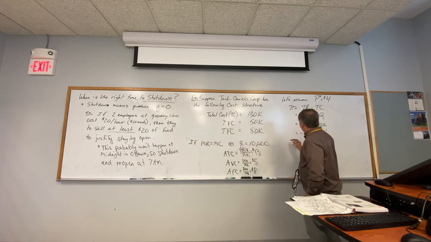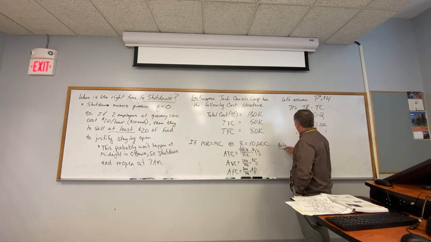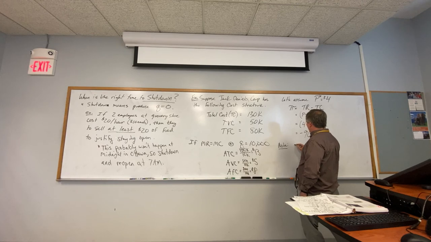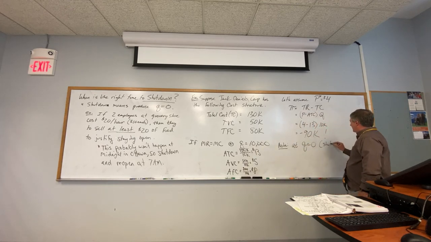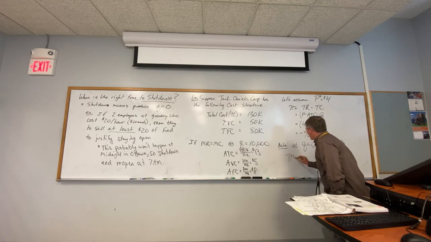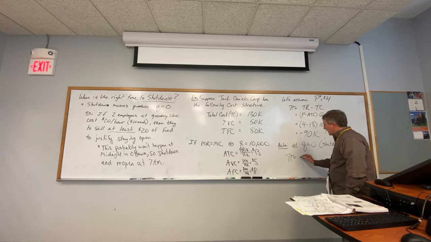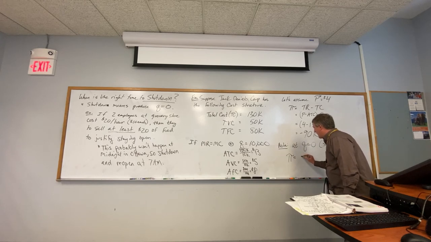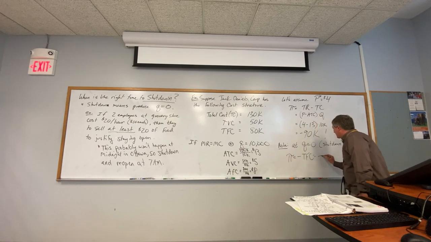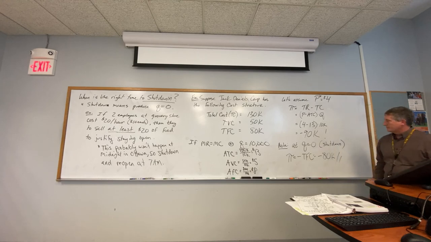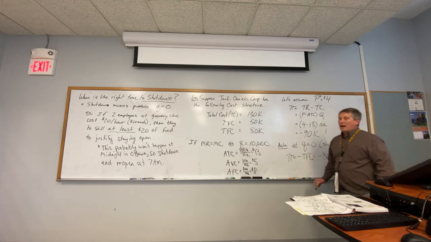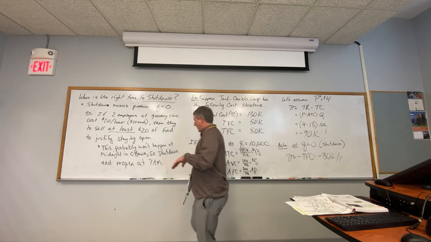So note, at a quantity equal to zero, which is the shutdown point, at shutdown, profits equal total revenue of zero minus total cost, which is now equal to the negative of our total fixed cost, which equals negative 80. All right, we'll pick up there on Thursday.